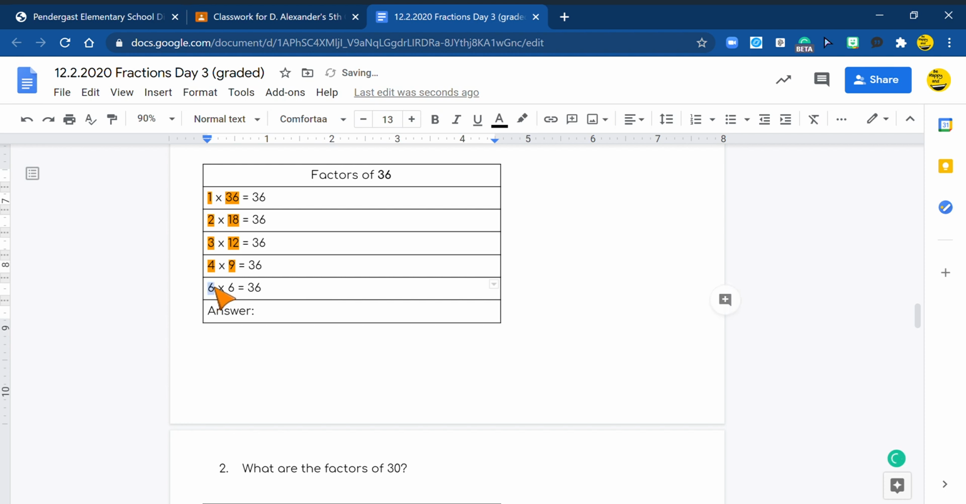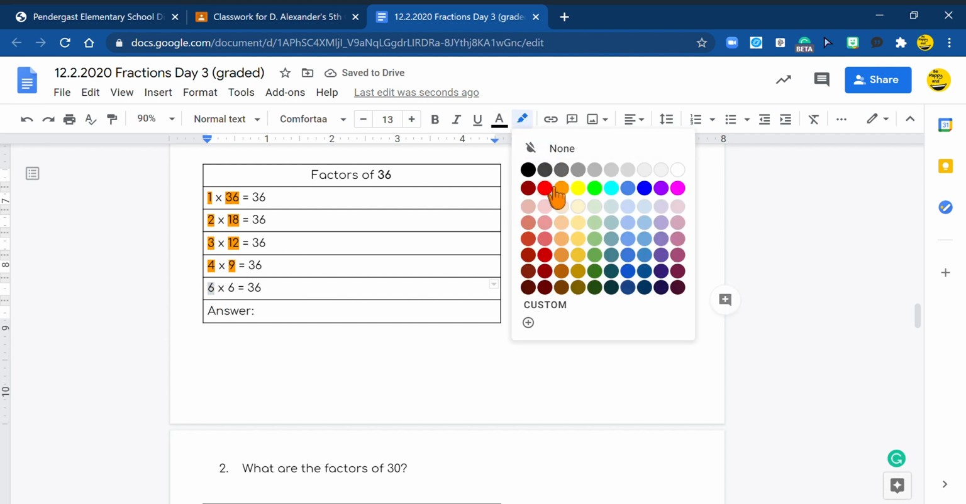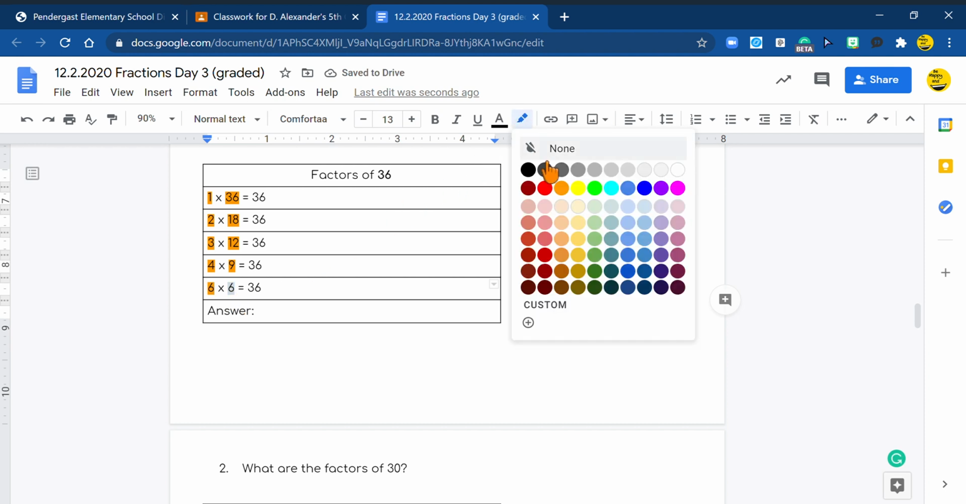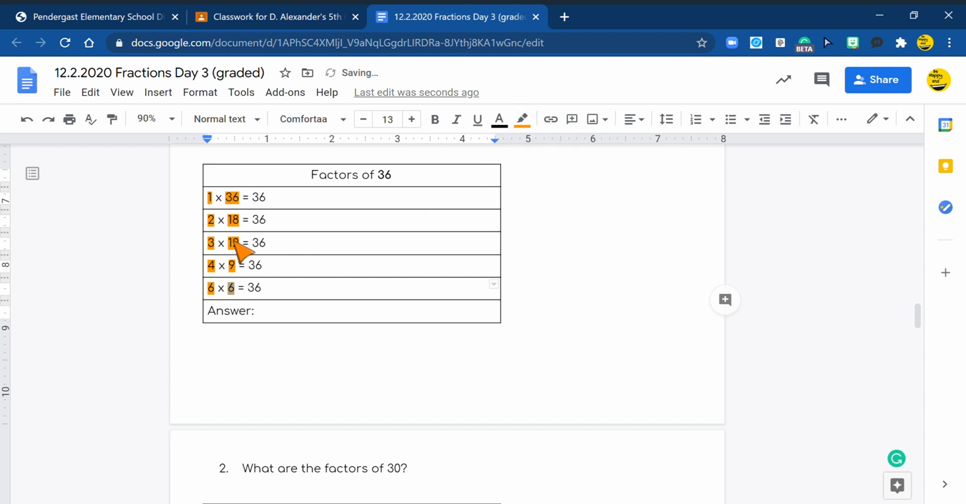And now that there's no numbers in between my two numbers, I know I'm done with finding all my factors, because I went from my lowest factor to my highest factor and all the numbers in between. So now right here in my parentheses, I put 1, 2, 3, 4, 6. Because I have a 6, I don't need 2 of them. 9, 12, 18, and 36. And then my end parentheses.